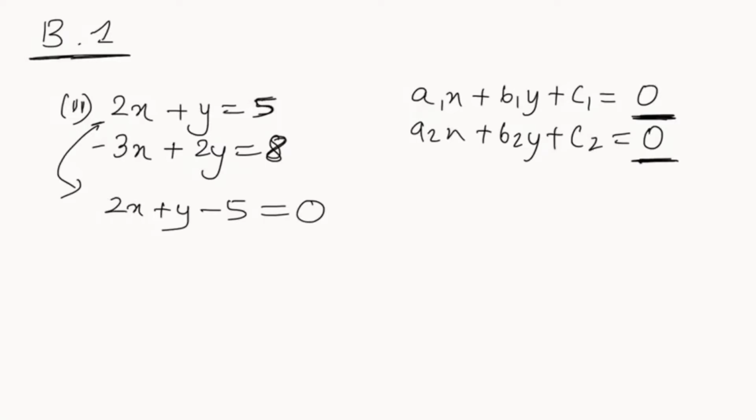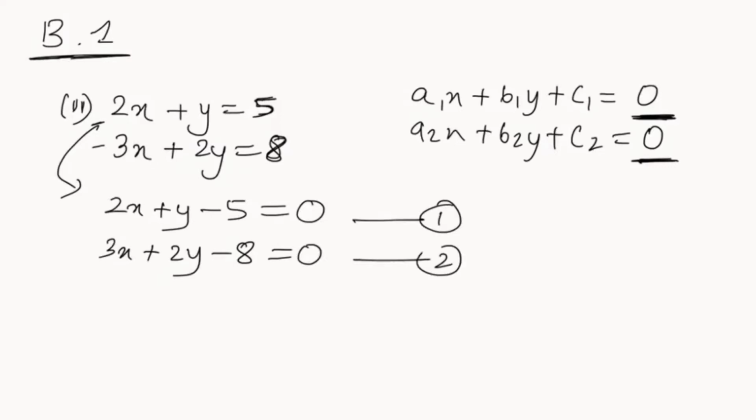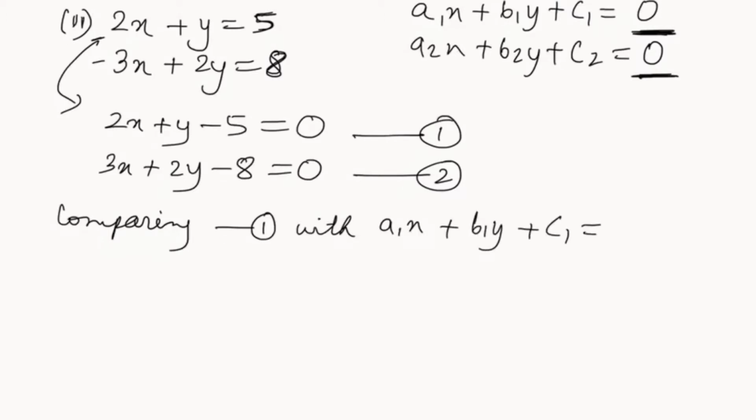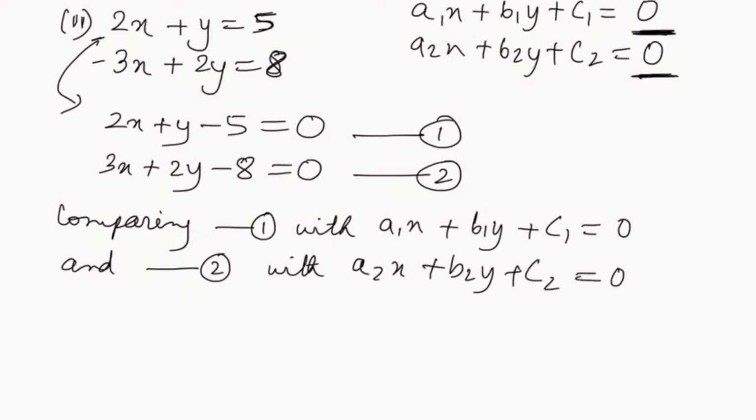2x plus y minus 5 equals 0. And similarly, 3x plus 2y minus 8 equals 0. This is equation 1, this is equation 2. Okay, so we continue like we did in the previous video, that is comparing equation 1 with a1x plus b1y plus c1 equals 0, and equation 2 with a2x plus b2y plus c2 equals 0.